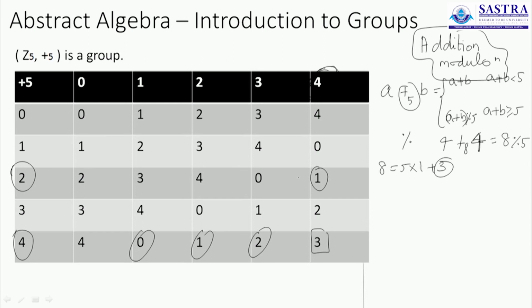That is why this set has only 5 elements: 0, 1, 2, 3 and 4, because you pick any number and divide it by 5, the remainder can either be a 0 or a 1 or a 2 or a 3 or a 4. It cannot be anything more or anything less. That's the idea behind this group Z5 and the operation plus 5.